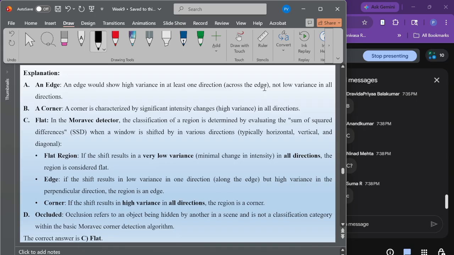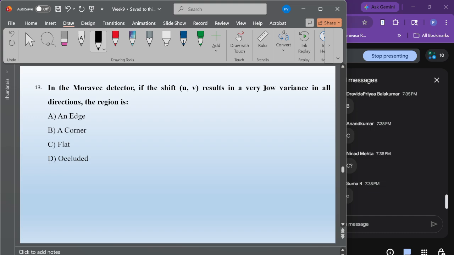So the correct option is C, that is flat, because it is creating a very low variance in all directions. Occluded is the next option. Occlusion refers to the object being hidden by other scene or other pixels, so it is not a classification category in the Moravec corner detection algorithm. So yeah, the correct option is C, that is flat.